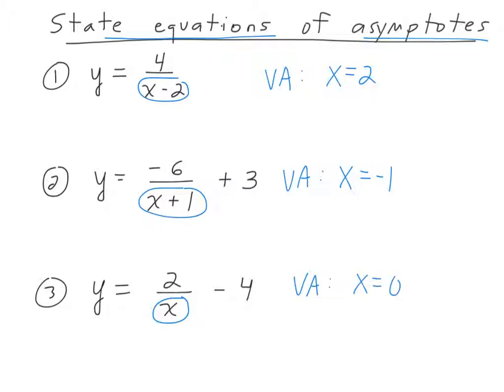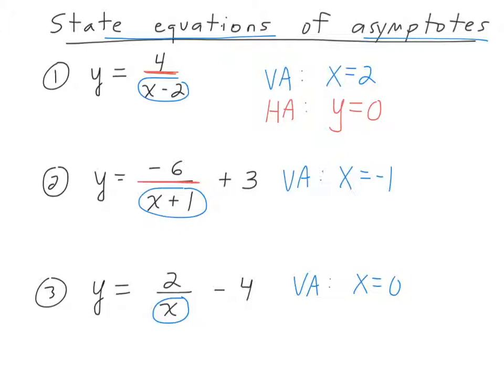All right, now our HAs. Well, the first one, this is bottom heavy. Again, if you were to plug in 1,000 or 1,000,000 for x, you would have 4 divided by something huge, which is essentially 0. So y equals 0. HAs are always y equals, VAs are always x equals. Okay. Next one here, a little bit more complicated.